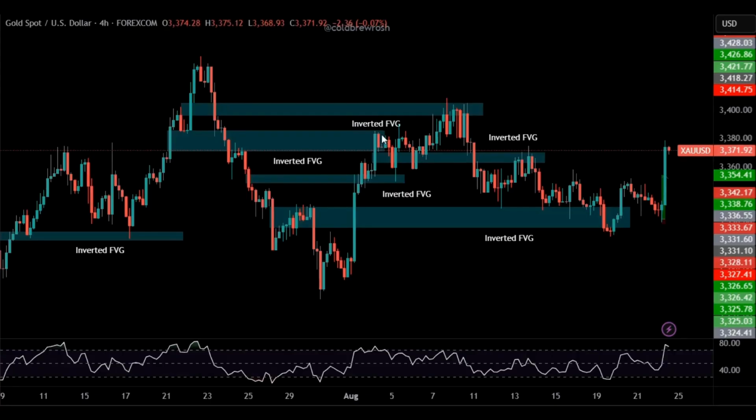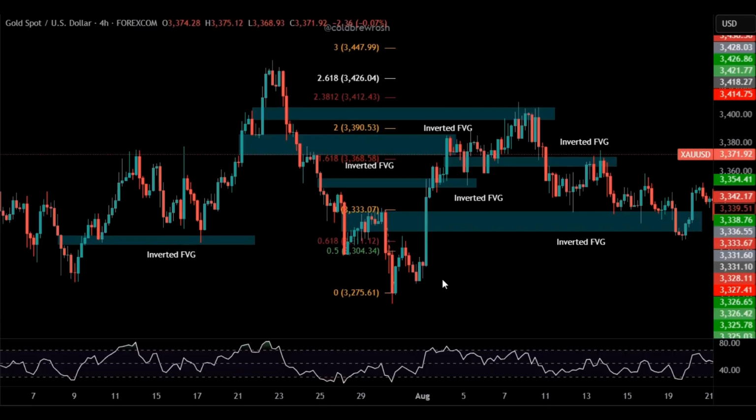So we want to get involved between our level 1 and our level 2, and we're taking it to our level 3. We can also use Fibonacci extensions to see where we are as well. Our level 1 happens around 1.618. Our level 2 happens around the 2.00 level. And then our level 3 terminates around the 2.38 level.